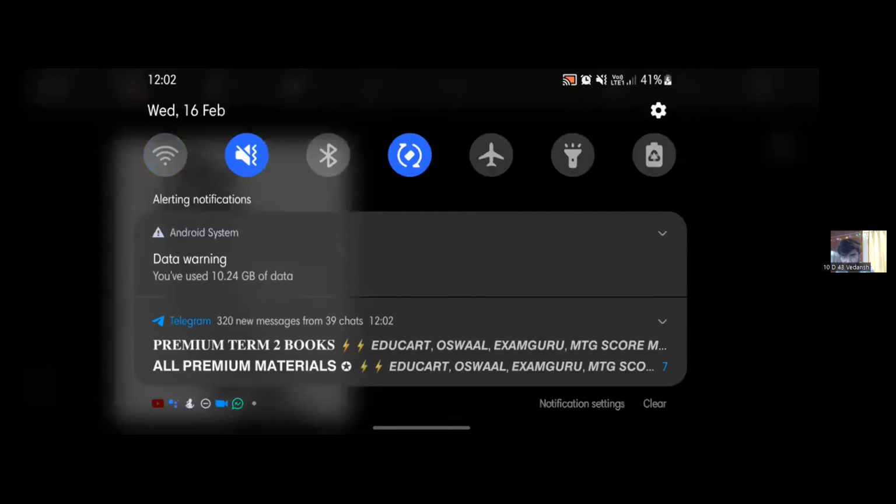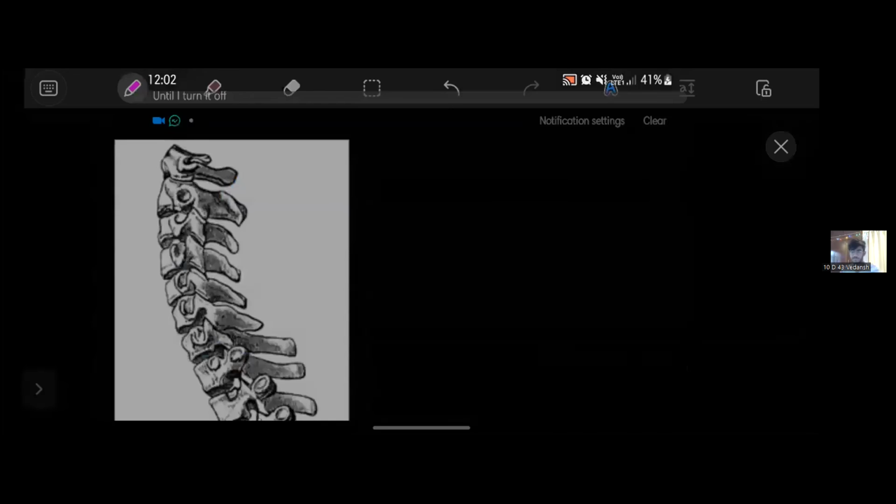Let us just give it some time so that it could be adjusted. Just 2 minutes it could take. There seems to be some network issue from this side.